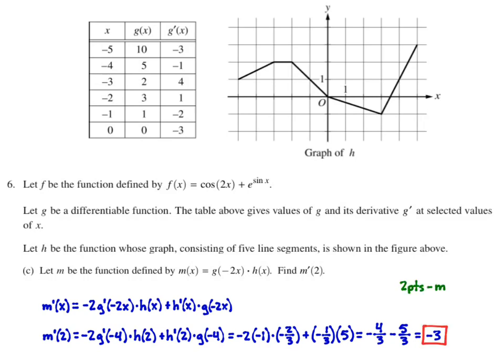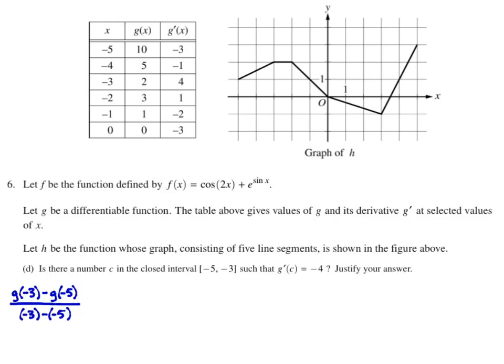Points on this: you're going to get 2 points for m prime of x and 1 point for your final answer. So I believe you're going to get 1 point if you showed that there's a product rule going on there, so if you did the product rule correctly, and then 1 point for probably using the chain rule correctly. So basically 1 point for the product rule, 1 point if you got your total m prime of x here, and then 1 point for your final answer.